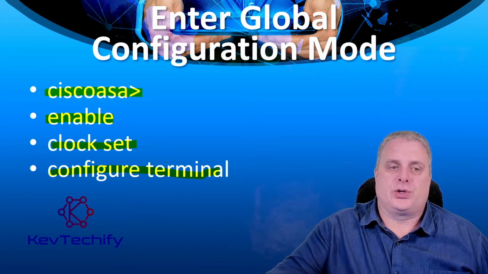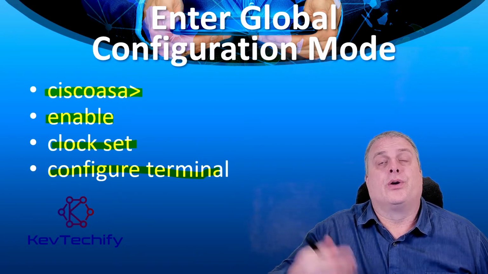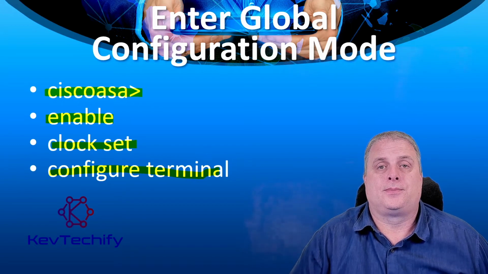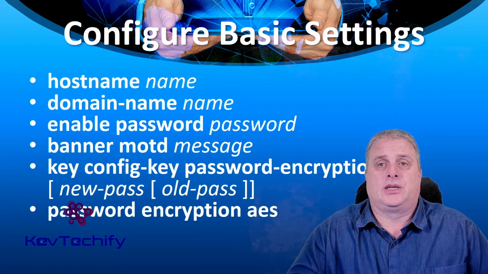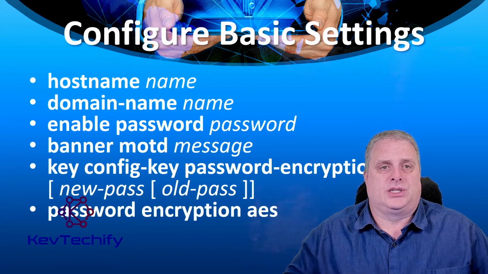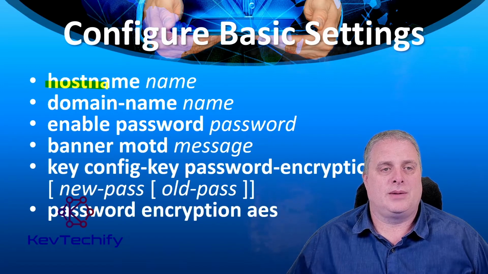And once again, you can shorten it down to config t or conf t to get into your global configuration mode. An ASA must be configured with basic management settings. Here are the commands to accomplish this. First one here is setting the host name. This specifies the host name, so the keyword hostname, then you put the name of the device.